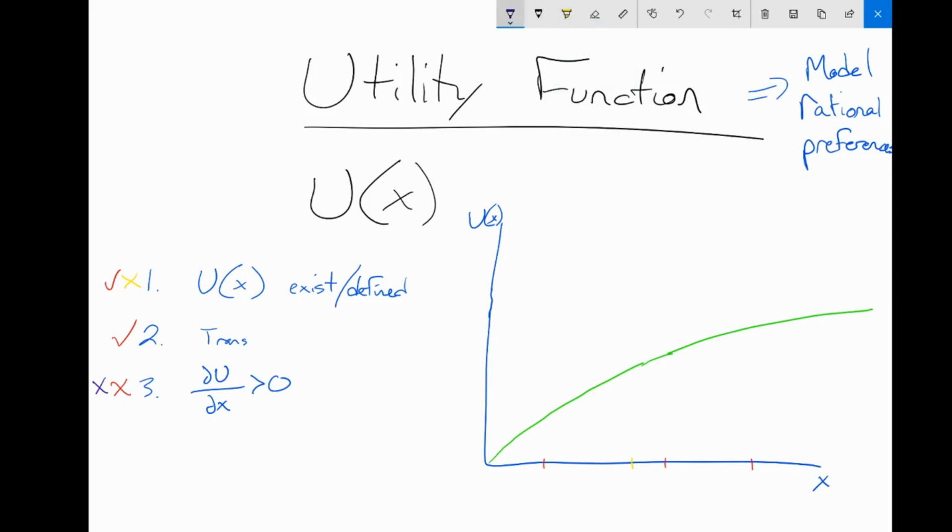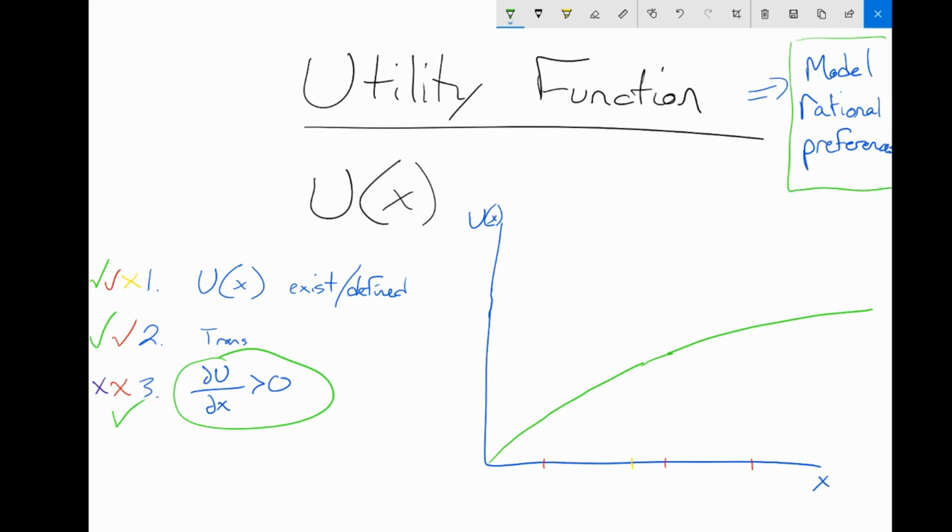Now, we've got one left, and it's our green one. Does this function satisfy? It exists. Check. Transitivity should hold. Check. And it is always increasing. The derivative is always positive, so check. Here is a good example of a utility function. A utility function is going to look something like this. It satisfies the conditions of a rational model of preferences.